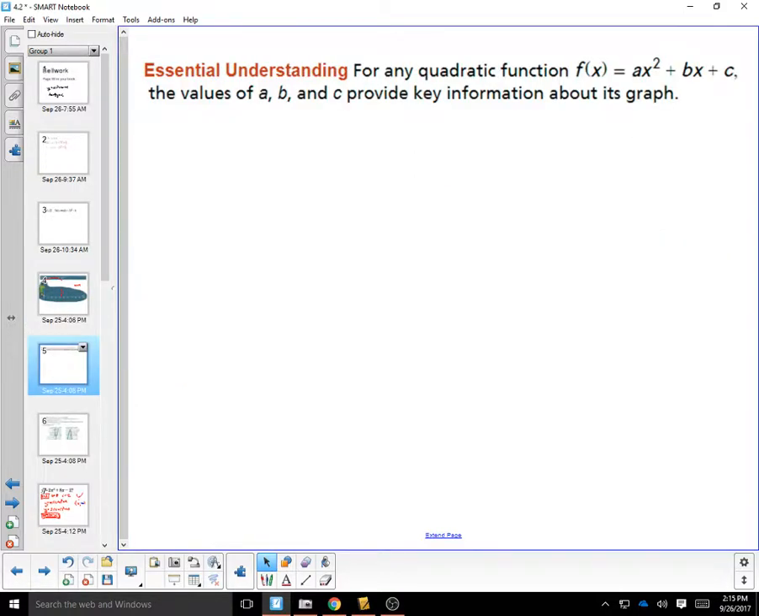So that's what we're doing today. We're going to get equations of a quadratic in standard form. You guys see the upper right hand corner up there? That is standard form. It goes ax squared plus bx plus c.